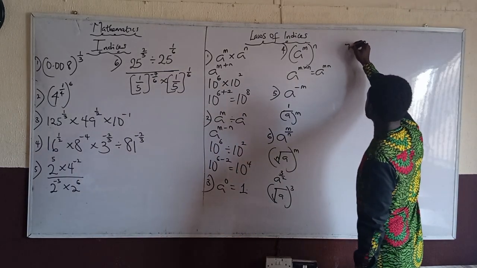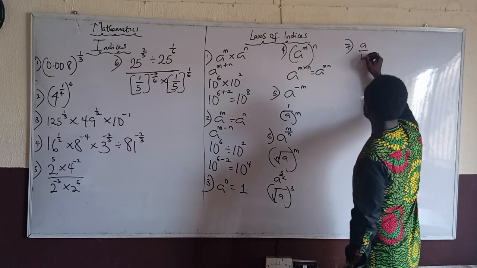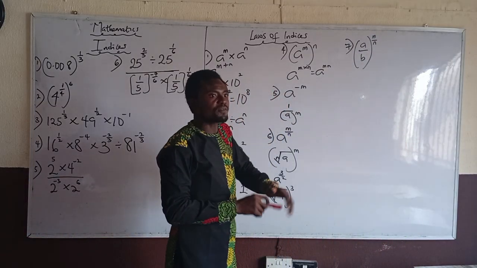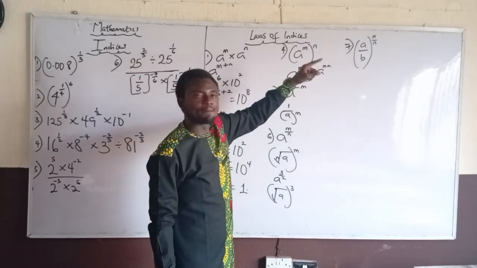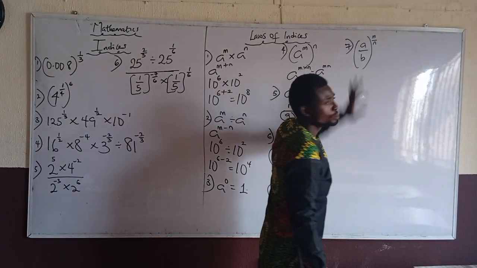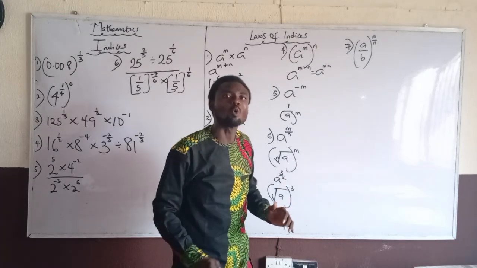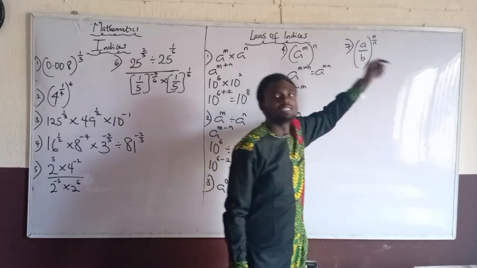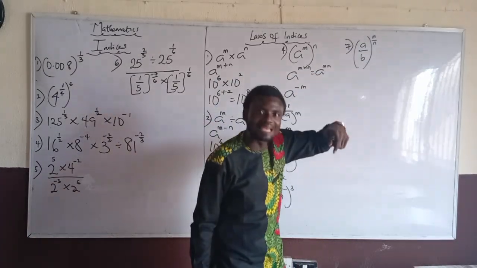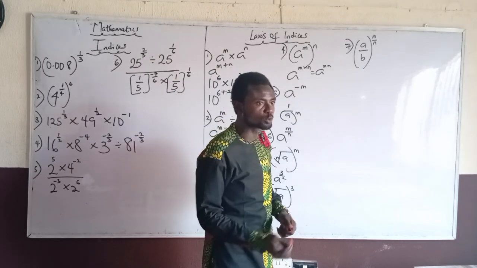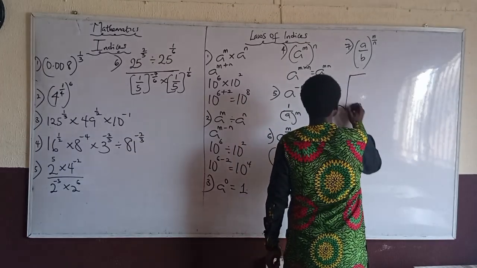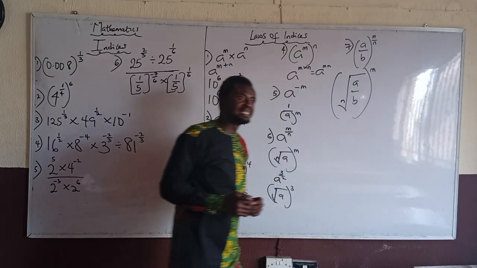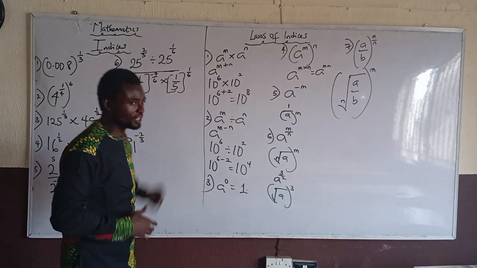Then the last rule of indices: I have A over B raised to power m over n. Now, your power and base are both in what? In fraction. So from your power, the numerator still maintains the power and the denominator becomes the root. So here it becomes the nth root of A over B, raised to power m. So these are the 7 laws of indices.